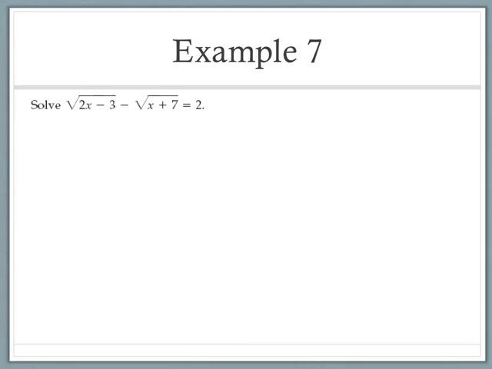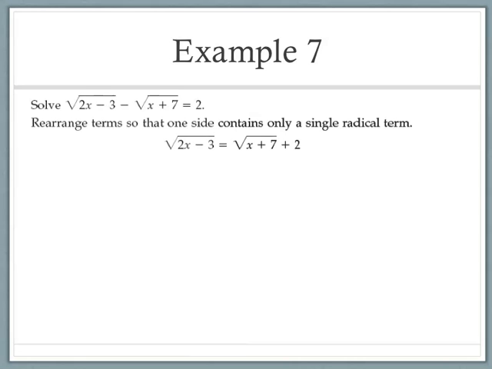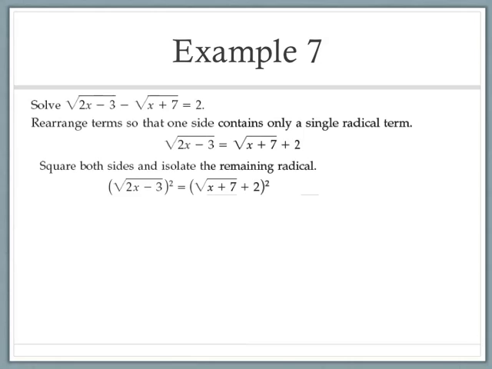So I'm going to start by getting that square root of 2x minus 3 by itself on the left. So I'm going to add the square root of x plus 7 over to the other side. Next, we're going to square both sides. So this leaves us with 2x minus 3 on the left, but on the right here, we're going to need to multiply this out. This is the same as the square root of x plus 7 plus 2 times the square root of x plus 7 plus 2.